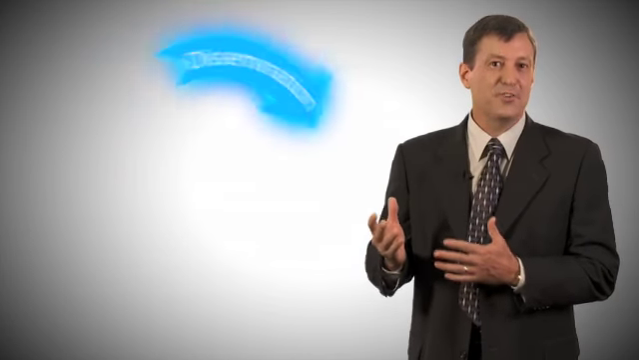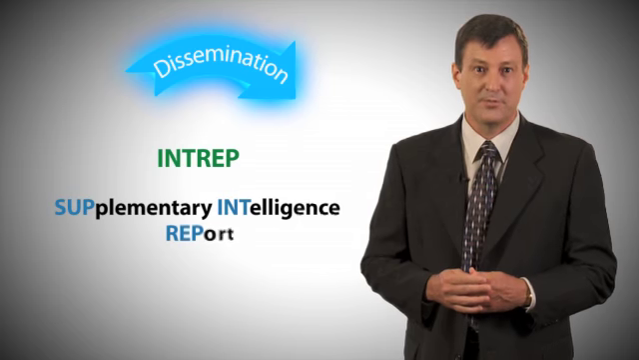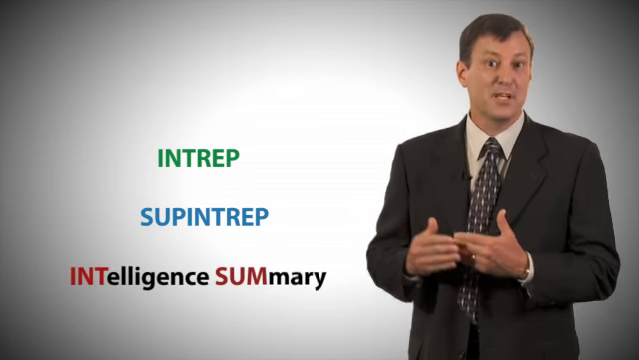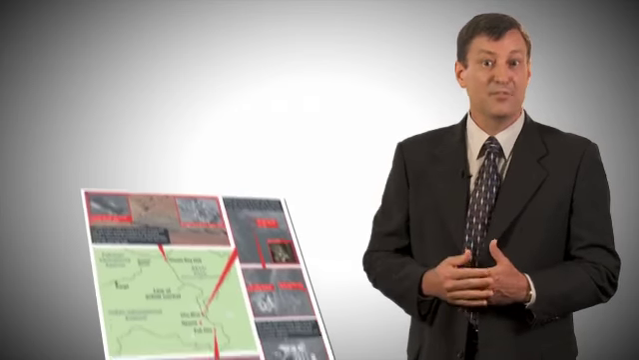Part 4 is centred on the dissemination phase of the intelligence cycle when I talk about intelligence reports. Here I will explain some key features, the structure, and offer some examples of some different types of intelligence reports.